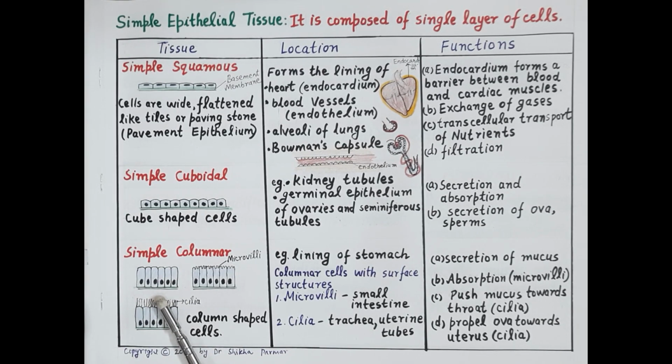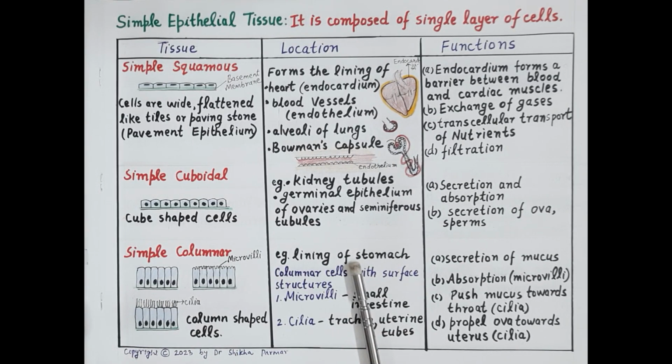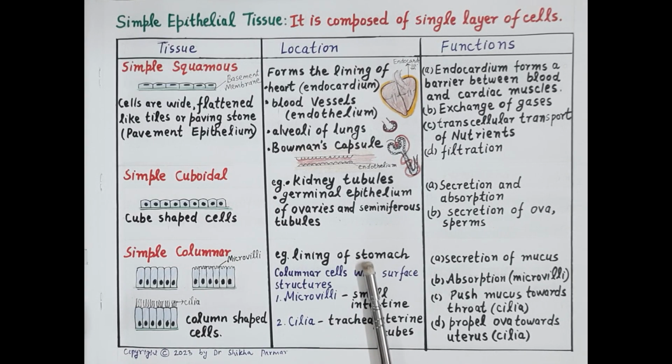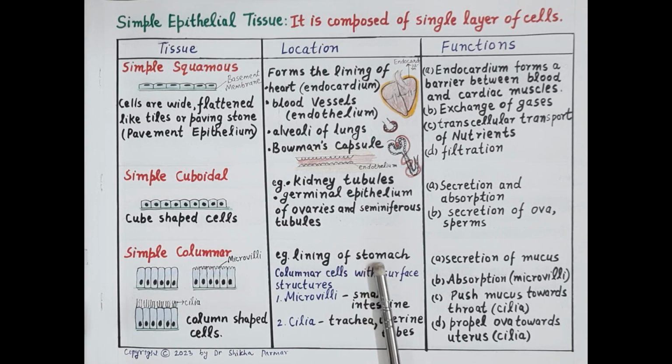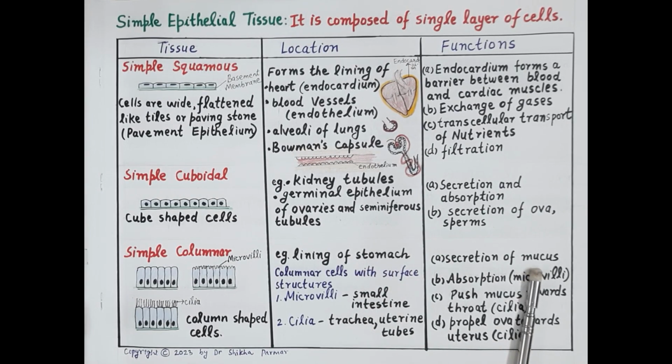Now, columnar cells also form the lining. For example, they form the lining of the stomach, the intestine, and the entire gastrointestinal tract. In the stomach, these simple columnar epithelial cells secrete mucus. They also secrete prostaglandins. So, their function is secretion of mucus.